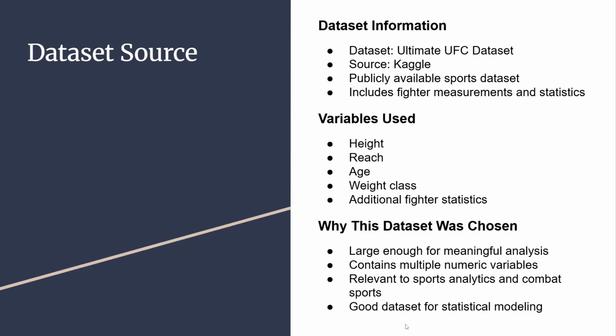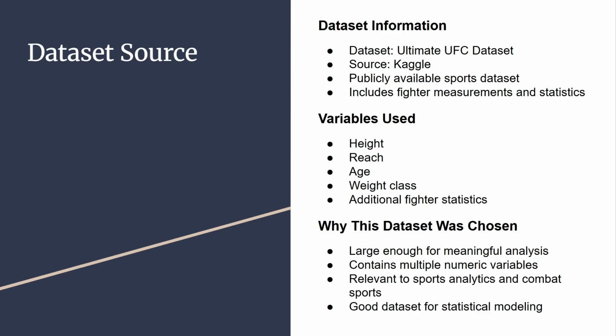Moving to the dataset source. The dataset I used for this project was the Ultimate UFC dataset from Kaggle. Kaggle is a popular platform that provides publicly available datasets for data science and machine learning projects. The dataset included over 6,000 rows of UFC fighter information, along with more than 100 variables. Some of the key variables included fighter height, fighter reach, age, weight class, striking statistics, win streaks, losses, and betting odds.